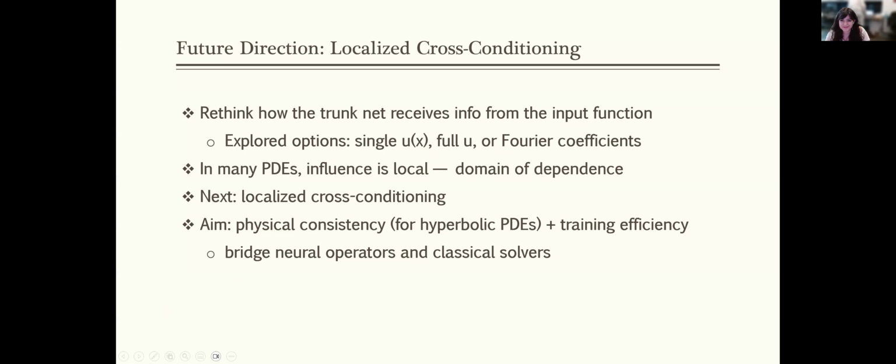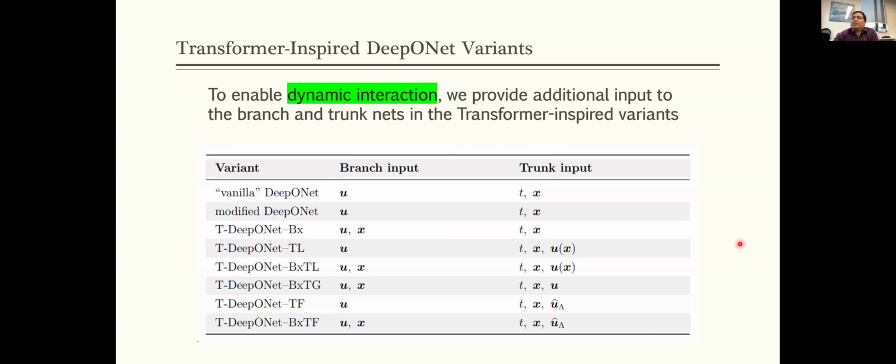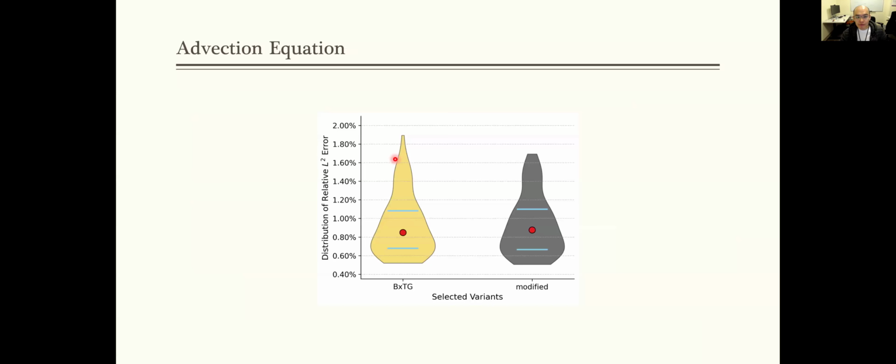Hi, I'm Kamal. I have two questions actually. In a few of the slides you showed the violin plot. In some of the cases, the violin plot for the transformer-inspired variant has a longer tail than the modified one. Is it less generalizable than the modified one? Did you test outside the distribution?